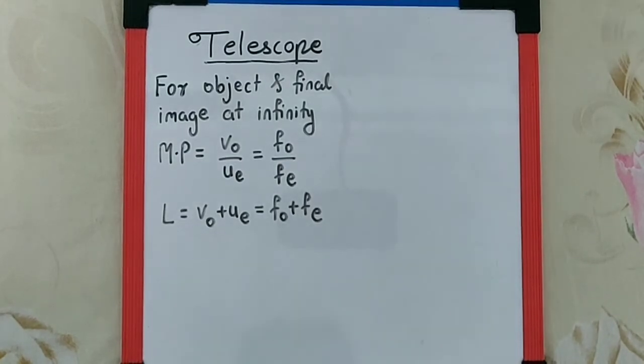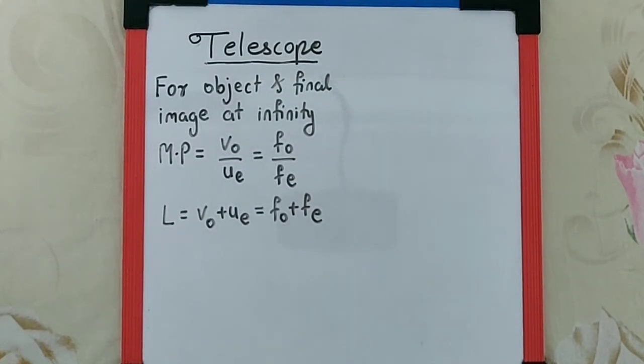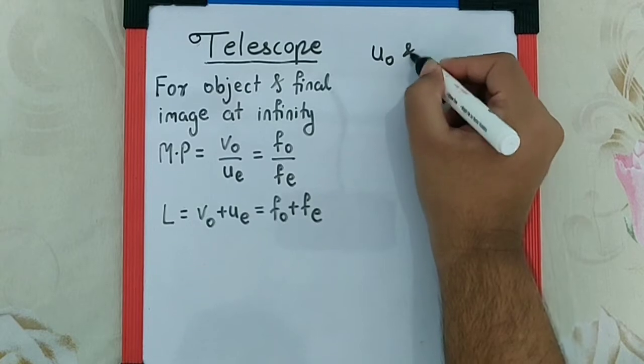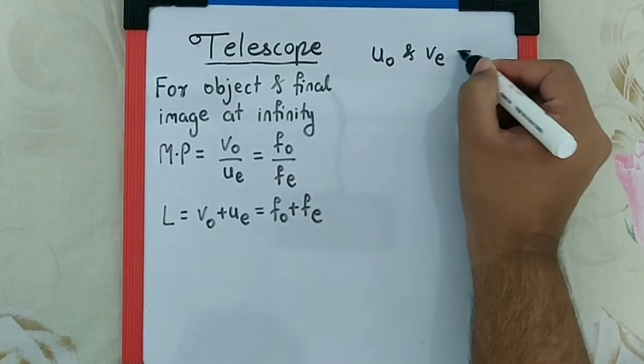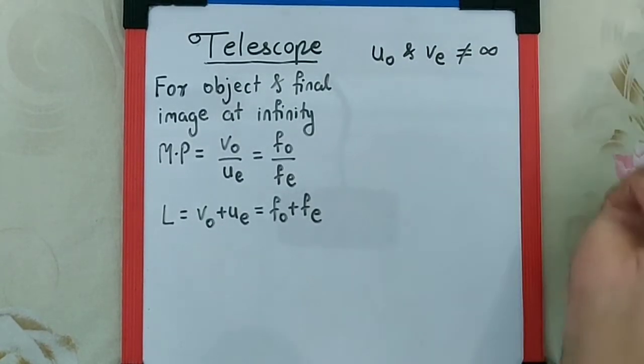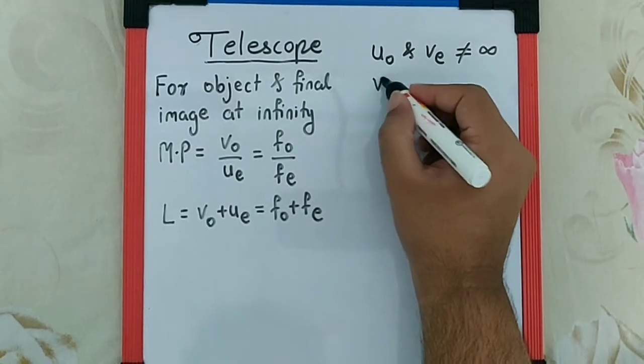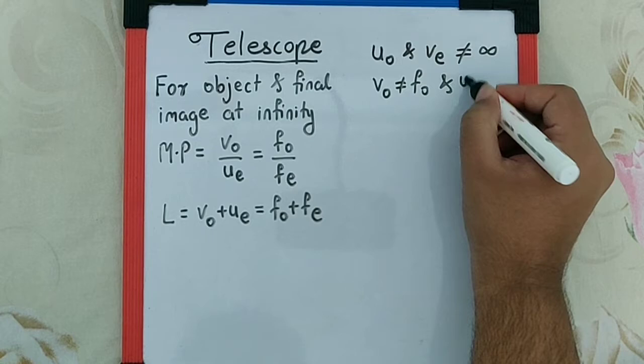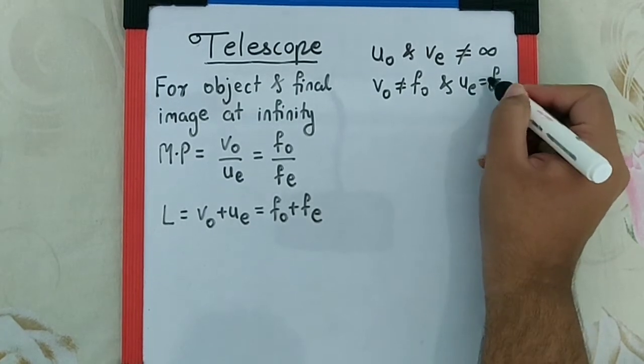So basically we got the magnifying power to be FO by FE and L to be FO plus FE for object and final image to be at infinity. But as I said, what if they are not? Which means, what if UO and VE is not equal to infinity? And that means definitely VO is not equal to FO and UE is not equal to FE.